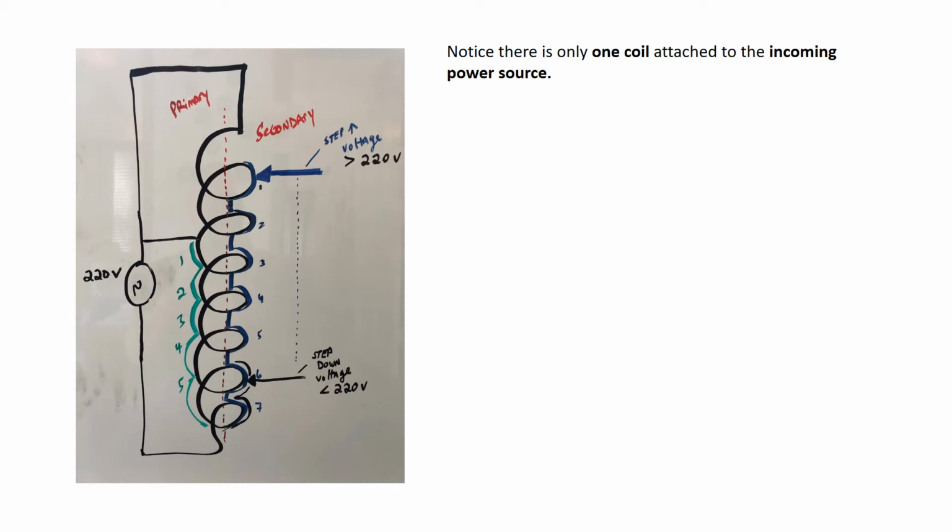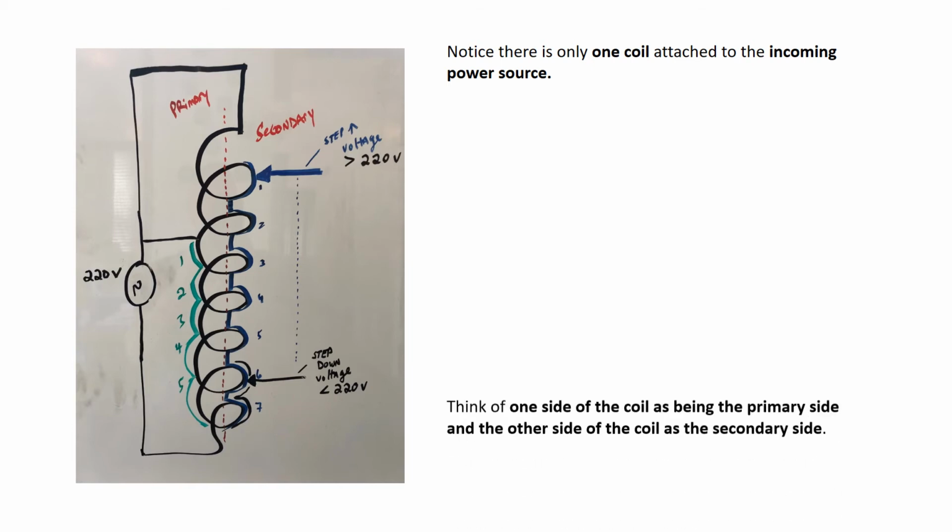Now I've only got 7 coils drawn here. Of course, in actuality, there's hundreds of turns, if not thousands of turns, on this autotransformer coil. But here I just wanted to do it simplistically to show you. When you tap off more on the secondary side, you're going to step up the voltage. When you tap off less on the secondary side, you're going to step down the voltage.